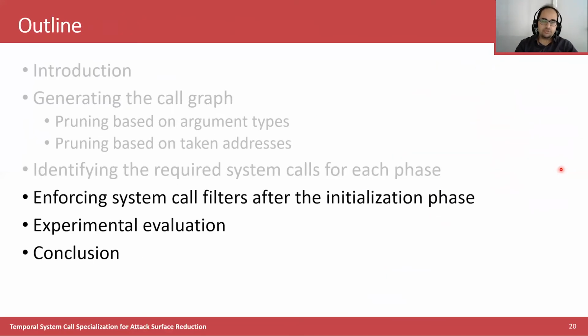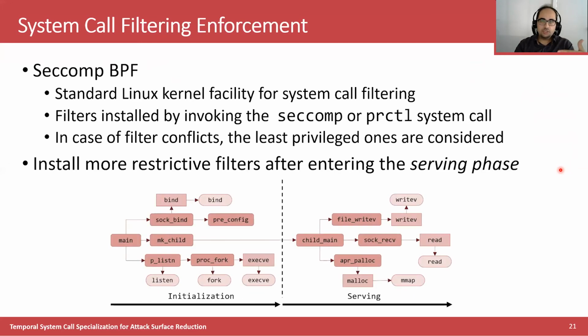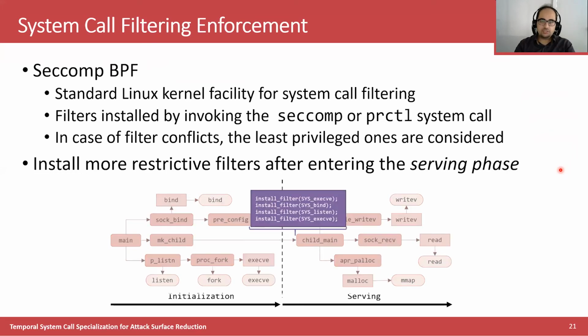How do we filter these system calls after they have been identified? For this part, we use seccomp BPF, a mechanism implemented in the Linux kernel, which can be installed by invoking the seccomp or prctl system call. We install the more restrictive filters after entering the serving phase. Going back to the Apache example, the moment the program enters the child main function, we install the more restrictive filters and filter the security critical system calls.